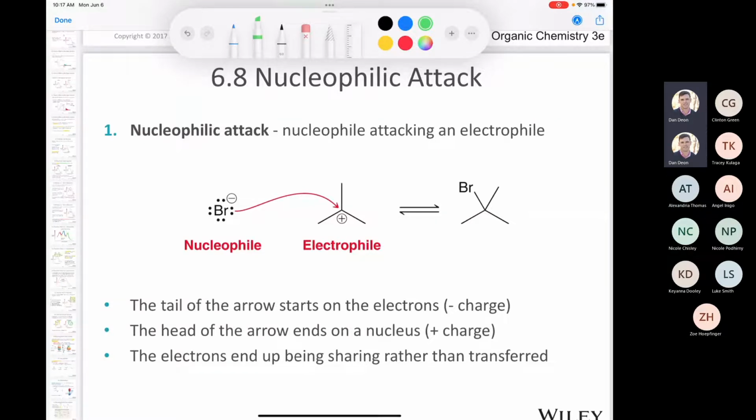A nucleophilic attack represents a nucleophile attacking an electrophile. Here we have bromide. Well, bromide has a negative charge right on it, so we know it's a nucleus lover. It's a nucleophile. And if we have a carbocation, well, that's definitely an electrophile. It's seeking electrons. And so we draw one curved arrow that shows this bond being formed. We show the flow of electrons starts on the pair of electrons, the negative charge, and the head ends up on the positive charge. These two electrons from the bromide end up being shared rather than transferred, right? These two electrons are shared in this bond right here, a nucleophilic attack.